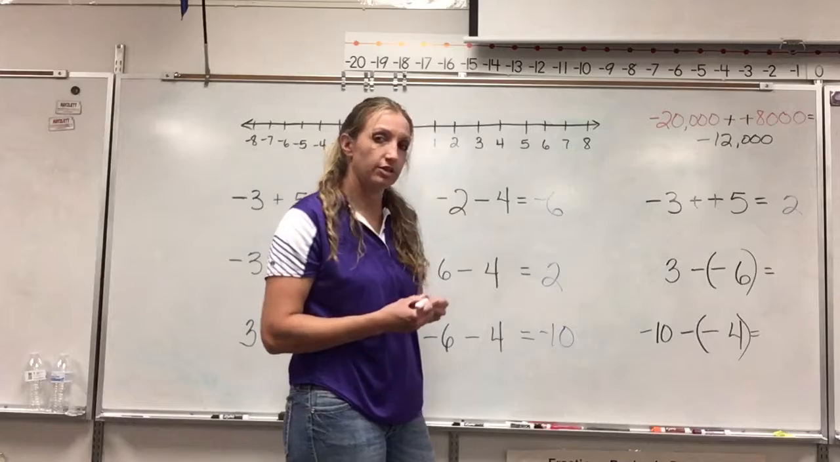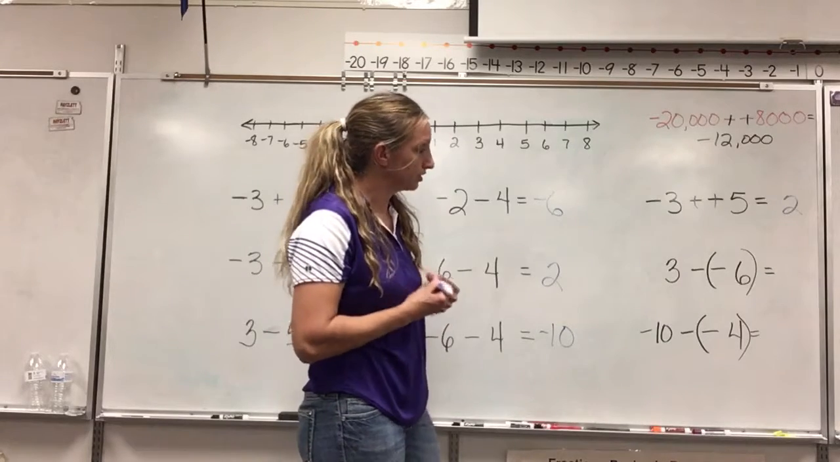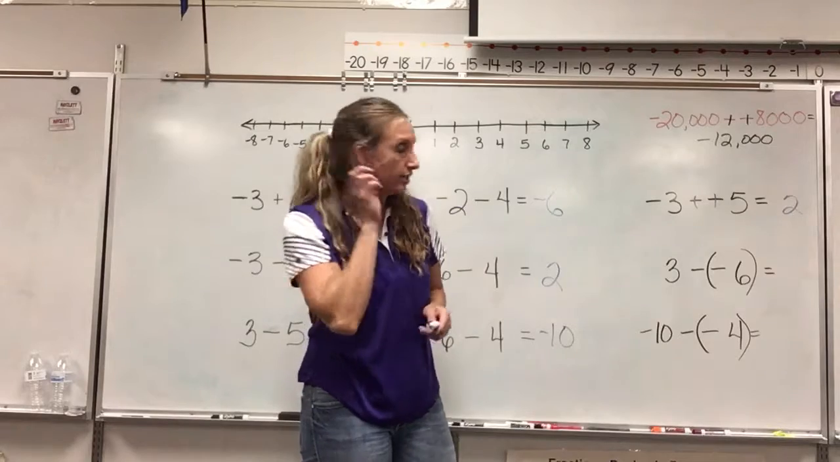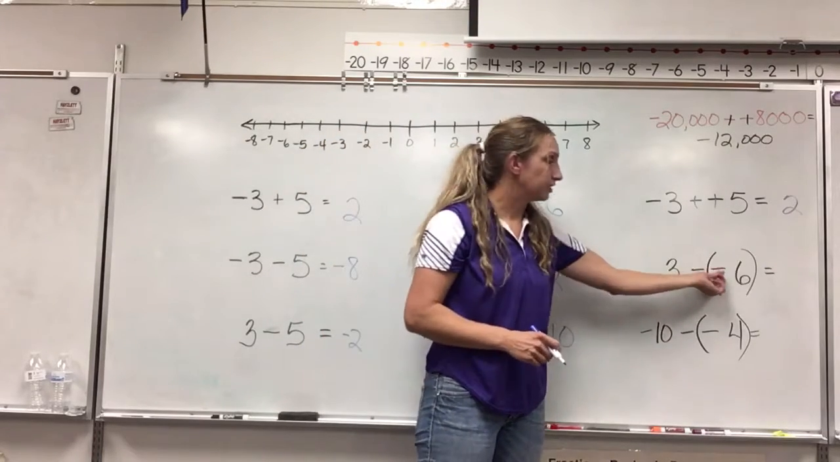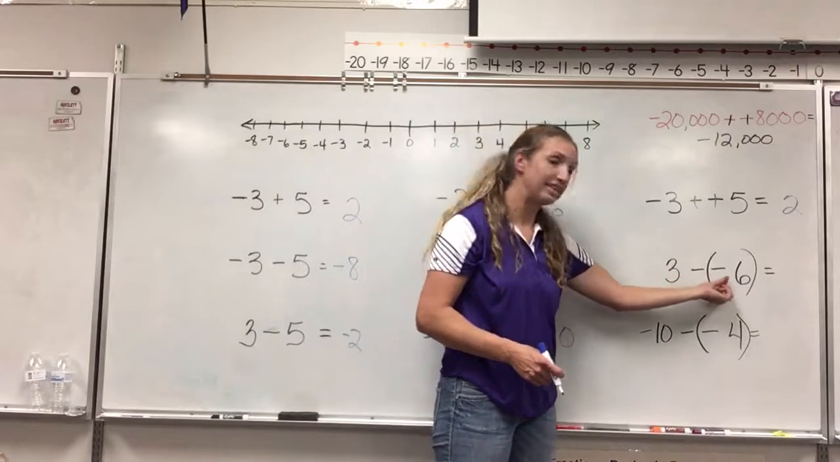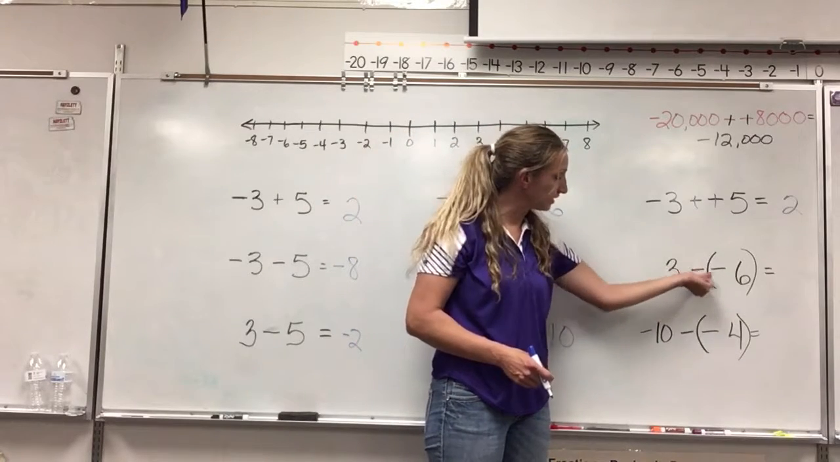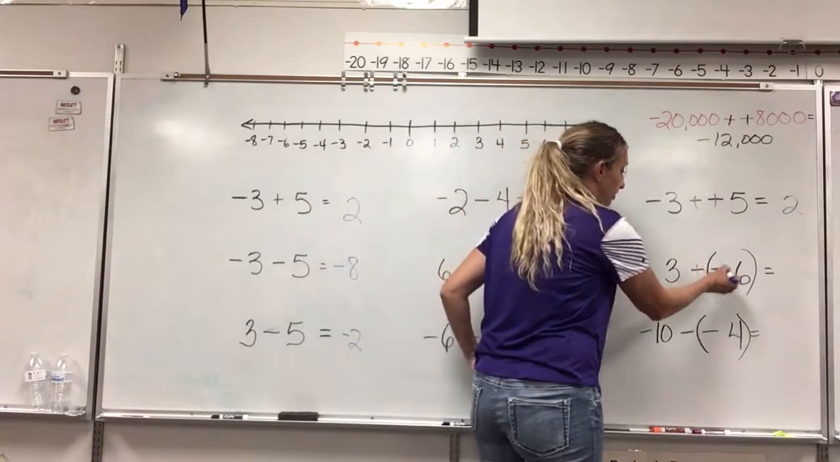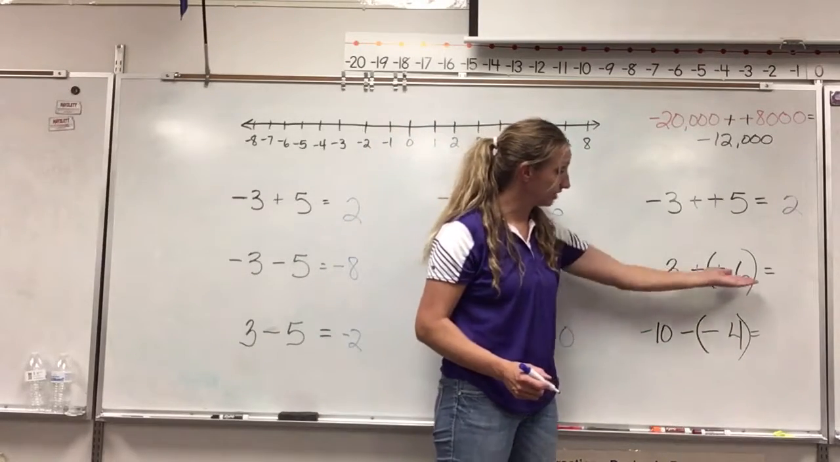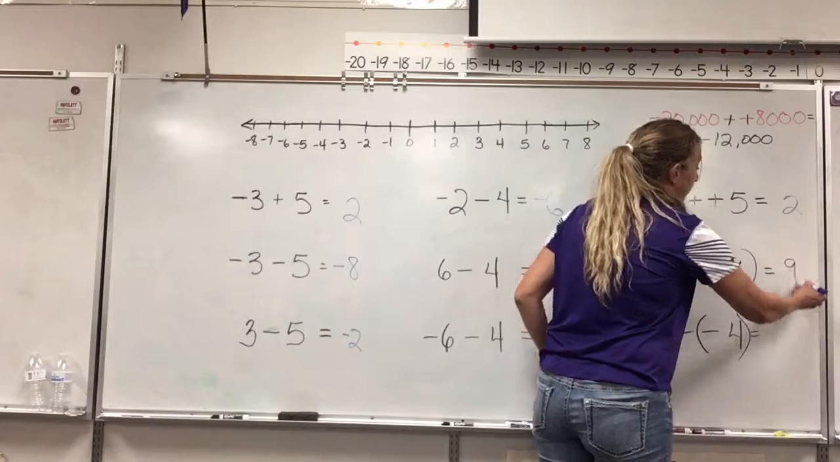Okay, here's another one. Sometimes in some textbooks, and in the textbook that we use, they'll put some numbers in parentheses. Don't let the parentheses confuse you. This still just means 3 minus negative 6. So I'm at 3 and we're taking away debt. So when you see this minus a negative, that's a plus. And so now this problem just becomes 3 plus 6, which is 9.